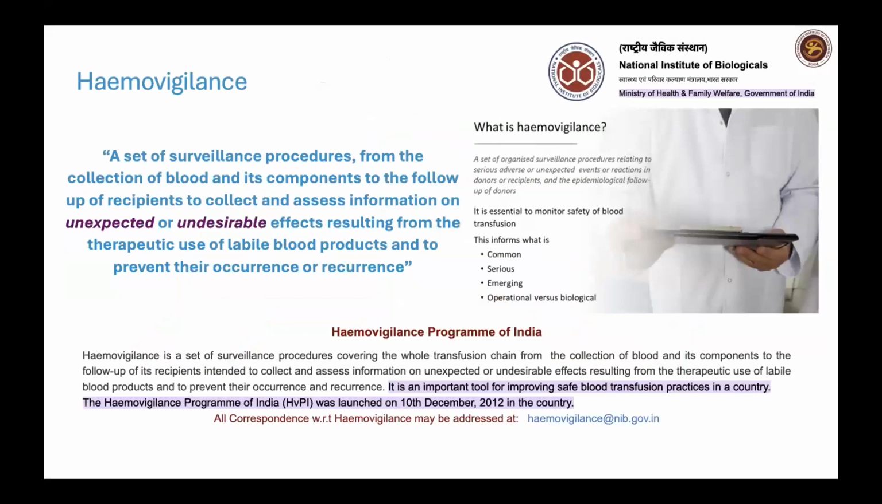And to study any adverse event in this whole chain, there was a concept introduced called hemovigilance, which is a set of surveillance procedures from the collection of blood and its components to follow up with the recipient, to collect and assess information on unexpected or undesirable effects resulting from therapeutic use of labile blood products. So this was a major concept introduced many years back internationally, and in our country, through the National Institute of Biologicals, this national program was enrolled in December 2012.